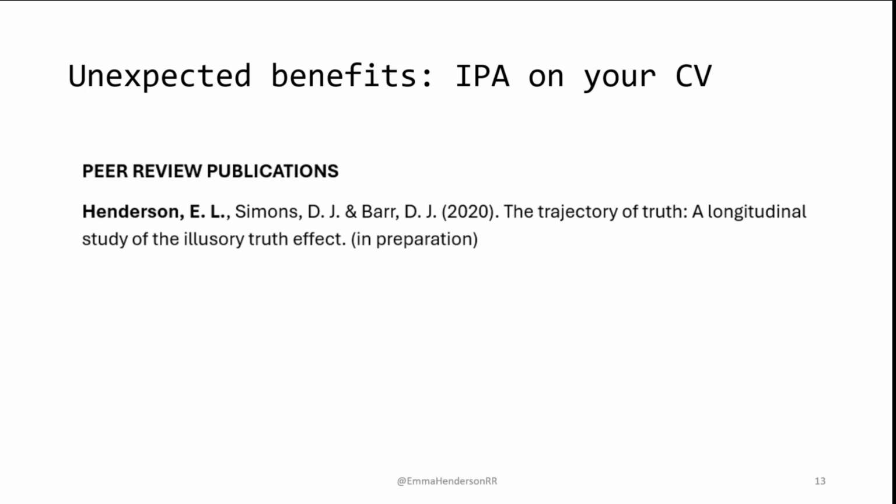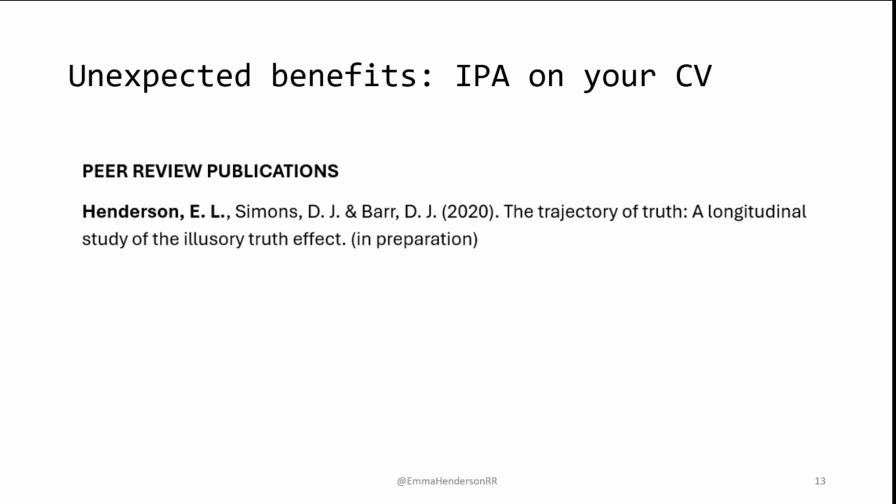So the next thing I experienced was the fact that I could put my in-principle acceptance on my CV. So this is what one of my registered reports, what one of the articles would have looked like if it wasn't a registered report. So all the time that I was conducting my study, writing it up, and the paper was under review at a journal, it would just look like this on my CV. So it would say in preparation.